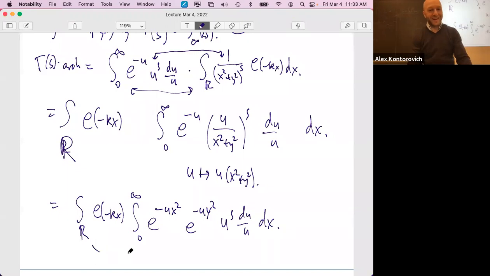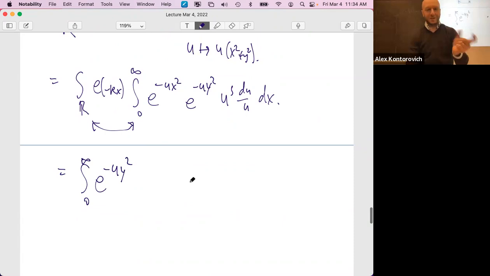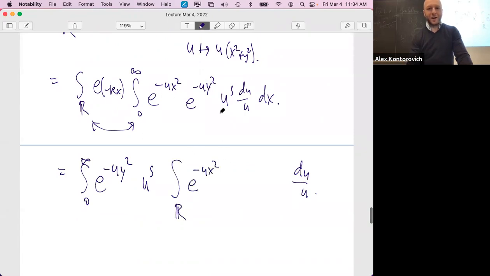Now I want to reverse orders again. Now that I've separated the x out from the y, now I reverse orders again. So now I have an integral from 0 to infinity, and e to the minus u y squared. Y is fixed. Y has always been fixed. It's only x that we're integrating though. There's this u to the s du over u. And inside is an integral over all of R, e to the minus u x squared, we're gonna get that nice pi, right? e to the minus kx dx.